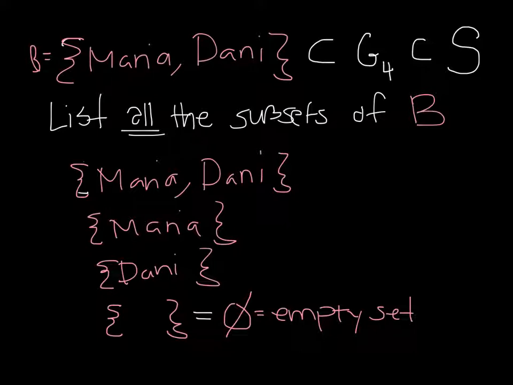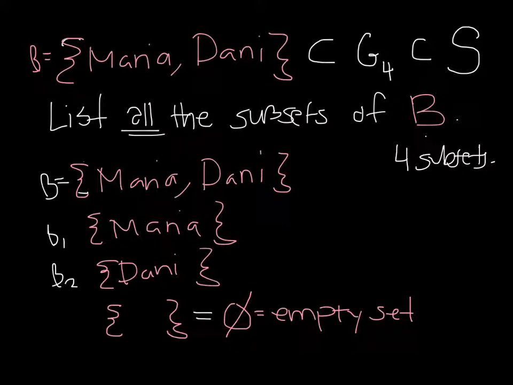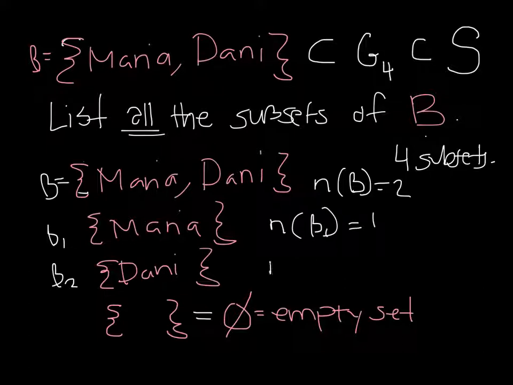So here, how many subsets? So we have 1, 2, 3, 4. So there are 4 subsets, right? And notice the cardinality is different, right? If I call this, technically it's B, B1, B2, and then, well, we know the empty set. We know the cardinality of B is 2. The cardinality of B1 is 1. The cardinality of B2 is also 1. And then the cardinality of the empty set is what?